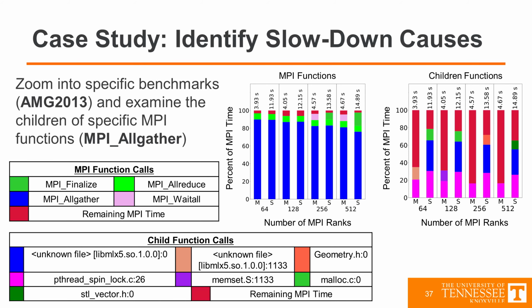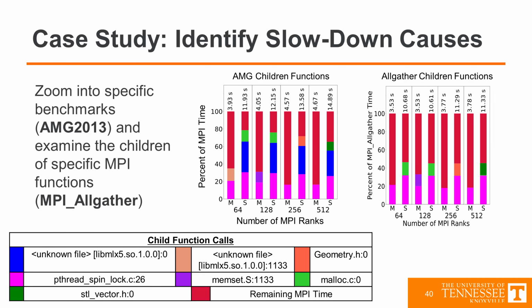Finally, to identify more specific slowdown causes, I focused on the MPI allgather function in AMG 2013. There are two reasons for this. First, unlike the other benchmarks considered, there's a large difference in the total MPI times in Spectrum and MVAPICH. Second, in AMG, there is a disproportionately large contribution to the total MPI time provided by MPI allgather. To zoom into the allgather function, I used the query language to first obtain subgraphs rooted at MPI allgather calls. Then, using these subgraphs, I extracted the contributions of the child functions identified as most important in the figure on the left. The figure on the right shows the contributions of these important child functions towards MPI allgather.